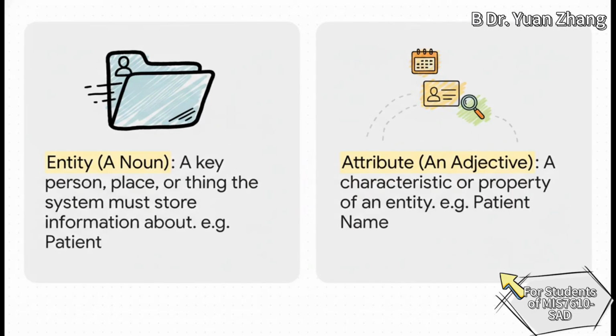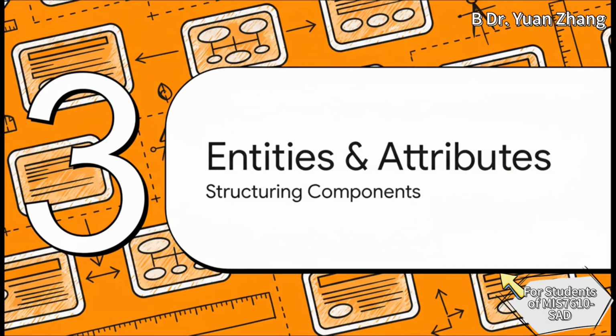An entity is a major thing, a person, a place, an event that the system absolutely has to store information about. An attribute, on the other hand, is just a piece of information about an entity. So, as you're reading, you always have to ask yourself, is this a main noun or is it just a descriptor?